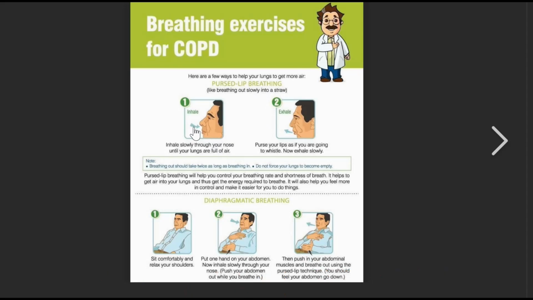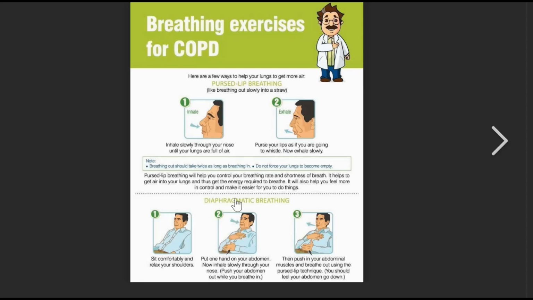What is pursed lip breathing? Tell the patient to inhale slowly through the nose and exhale through pursed lips like blowing out a candle. How does it help? It slows down breathing and reduces the work of breathing. It keeps the airway open for a longer time so the lungs can get rid of more trapped air.